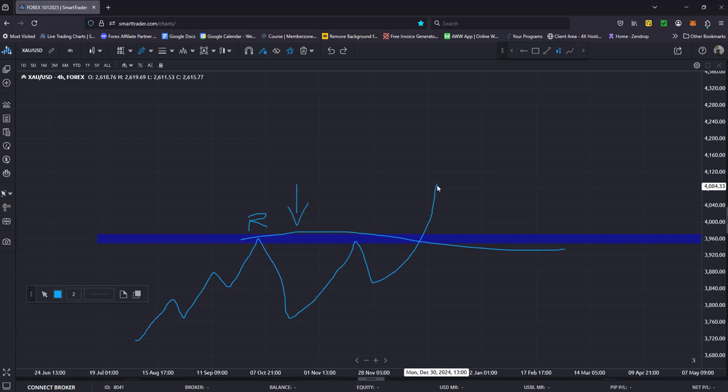Once we break out and we come back to this level, this area here is now a good area for this market to find support and push the market up. So in this example here, we have an area that was resistance. When the market finally broke out, it came back to this level and found support. So we have what we call an area where the market's previous resistance now becomes support.